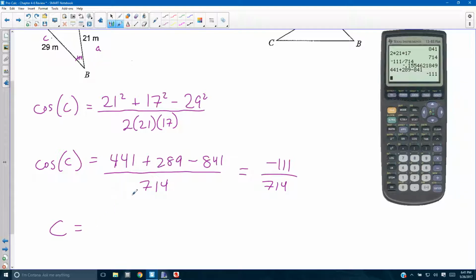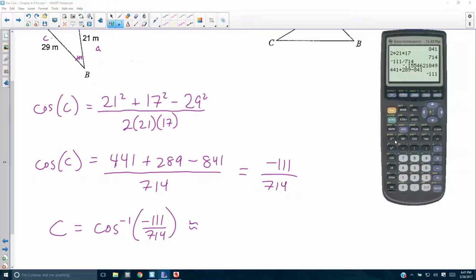Now, personally, I think, well, actually, now that I see the number, it's negative. I'm expecting an obtuse angle here, right? If I have a negative ratio, that means I'm not in the first quadrant. Okay, I think you guys can agree with that. If I'm getting a negative ratio for cosine, that means I'm not in the first quadrant. So that means, when I do this, I'm going to be getting an obtuse angle answer.